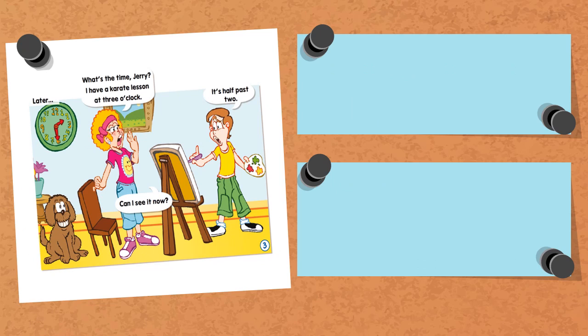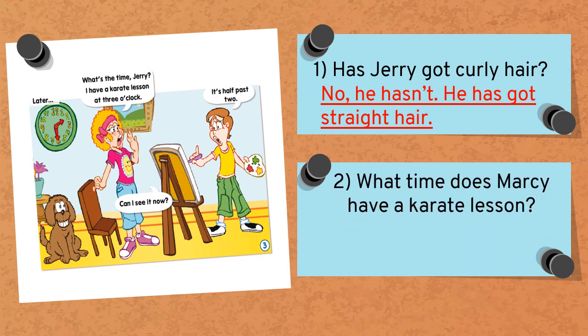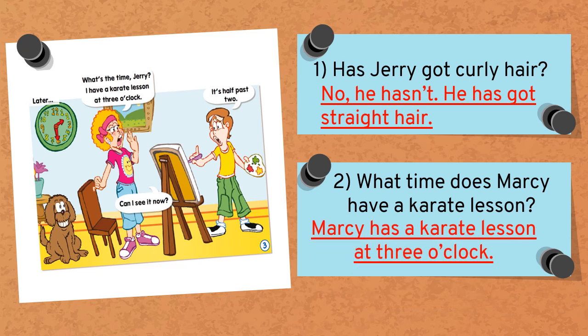For the third picture, the first question is, has Jerry got curly hair? Please try to answer. The answer is no, he hasn't. He has got straight hair. Question number 2, what time does Marcy have a karate lesson? The answer is Marcy has a karate lesson at 3 o'clock.